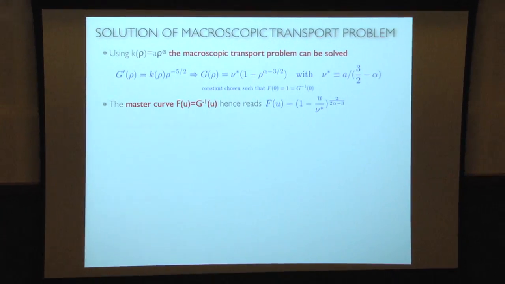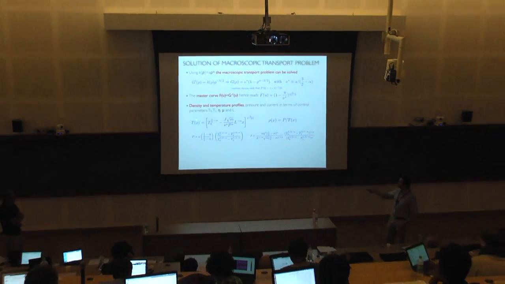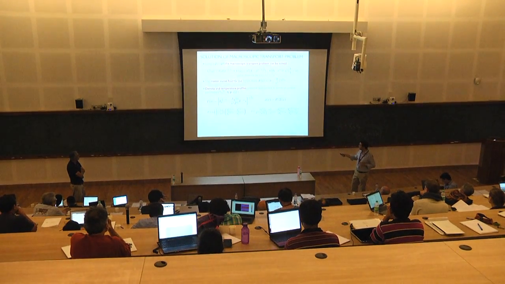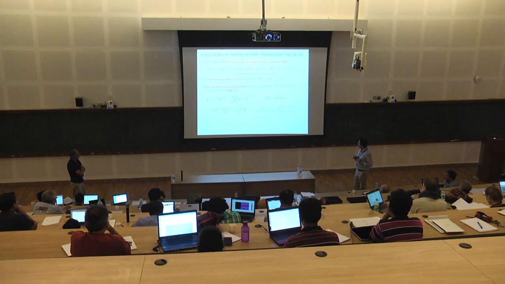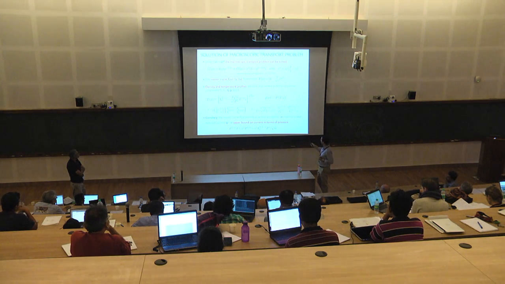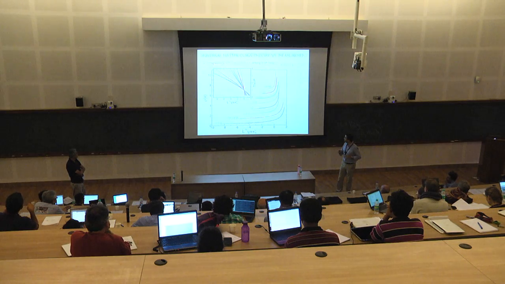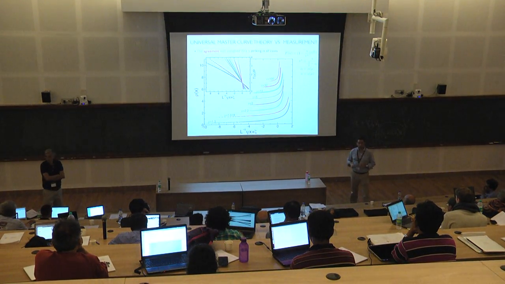Okay. You can also solve the temperature profile, the density, the pressure, and the current in terms of the control parameters, which are the boundary temperatures, the average density, and everything. Well, there is some bound on the current. This has an asymptote at some point, and this implies a bound on the current in terms of pressure, but it doesn't matter. Now we can compare the theoretical prediction of the macroscopic theory with our data.